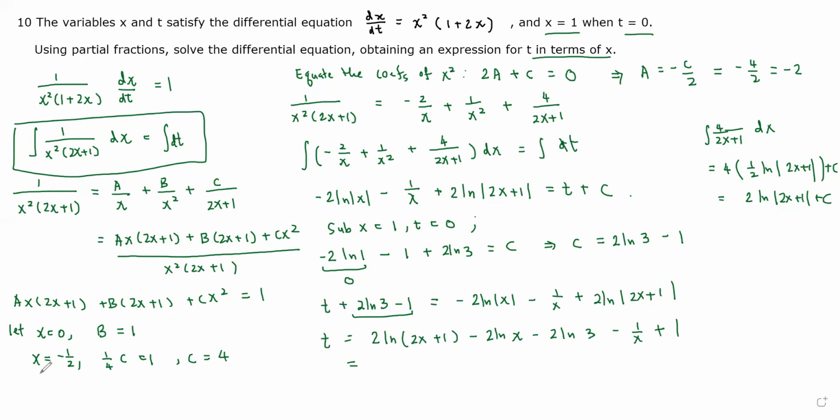The three log terms here can be grouped together. The coefficient is 2, and then we can use the quotient law so that we have 2x plus 1 over 3x in the denominator, minus 1 over x plus 1. This will give us the required solution.